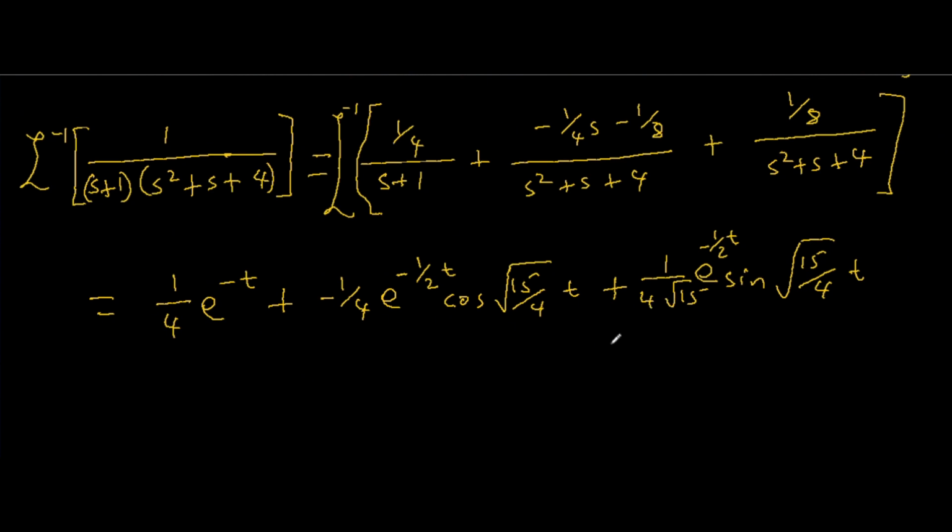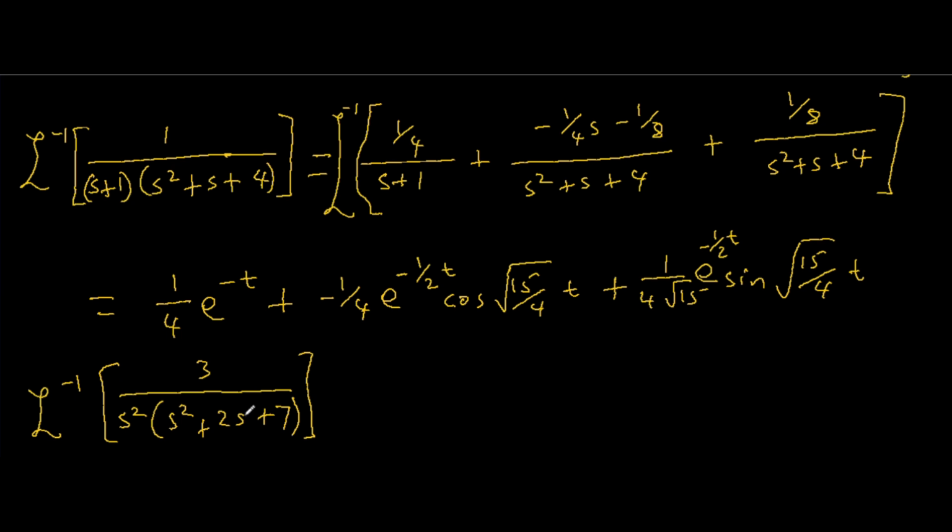Now, looking at this and looking at how we solve this, I believe you can go ahead and find the solution to this. Remember that this is where the whole issue started from. To find the inverse Laplace transform, I believe it is 3 over s squared into s squared plus 2s plus 7. This was the question we started with. Now you have everything in your arsenal to find the solution to this. And I would encourage you, go ahead and find the solution to this. See you in the next video.